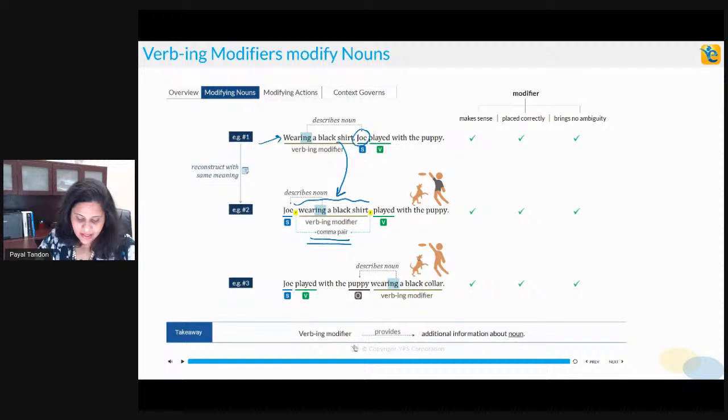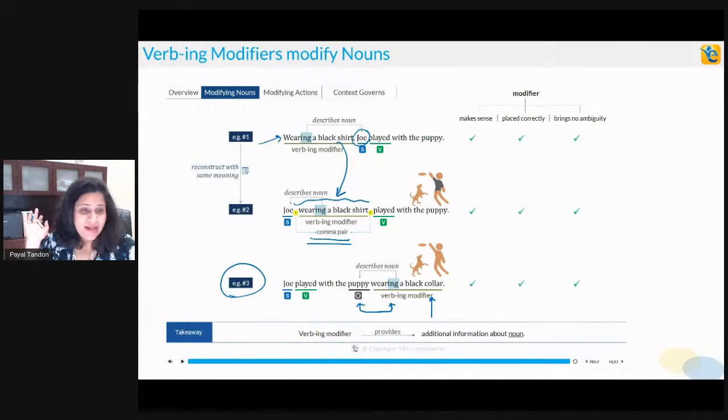Now here, example number 3, pretty interesting. We've changed the context of the modifier. Now, wearing a black collar obviously cannot modify Joe, right? You won't say, wearing a black collar, Joe played with the puppy. It won't make sense because a collar associates more with the puppy. So again, Joe played with the puppy wearing a black collar. There is no comma separating the puppy, the noun that's being described, and the verb-ing modifier. It's a noun modifier here.